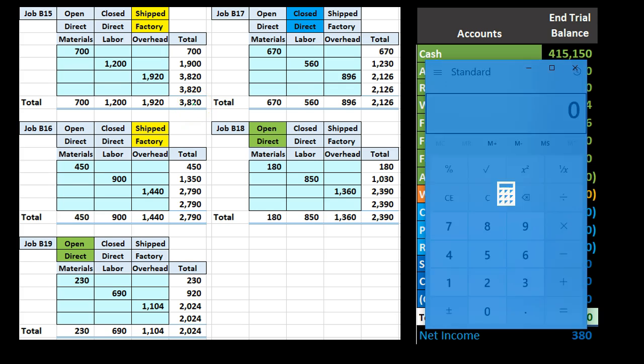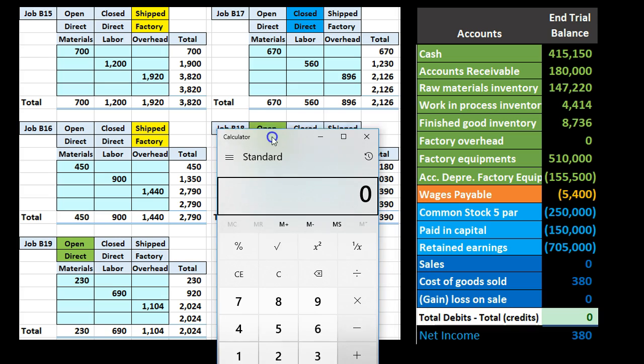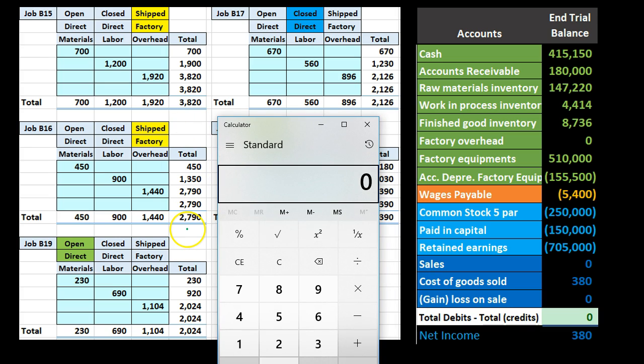So if we look at the supporting documentation for the job cost sheets, if I add up this 3,820, the 2,790, and the 2,126, they add up to the 8,736 that's still in finished goods inventory. Our goal now is to ship these two out and move them from finished goods. They have to go out of finished goods because we don't have them anymore, and they're going to move to cost of goods sold.